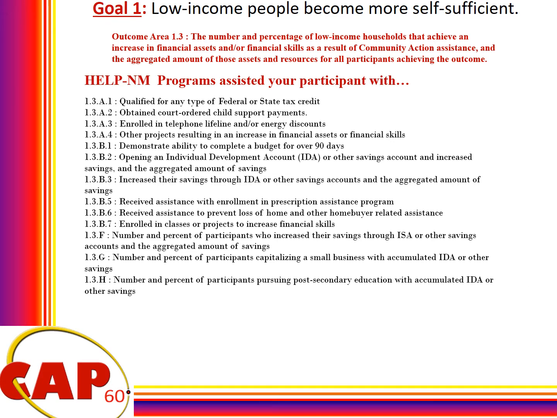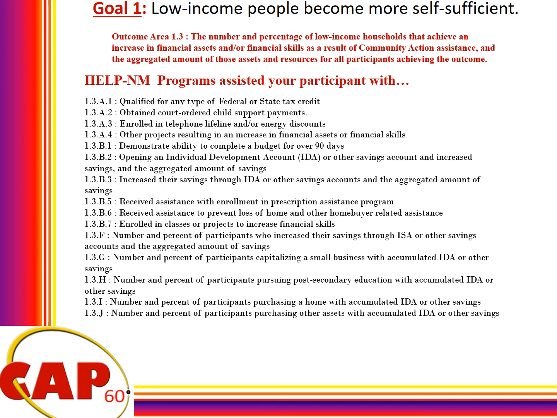1.3.H. Number and percent of participants pursuing post-secondary education with accumulated IDA or other savings. 1.3.I. Number and percent of participants purchasing a home with accumulated IDA or other savings. 1.3.J. Number and percent of participants purchasing other assets with accumulated IDA or other savings. 1.3.U. Obtain financial literacy.